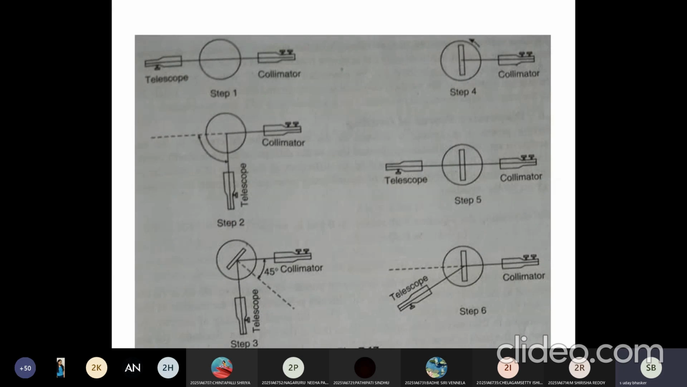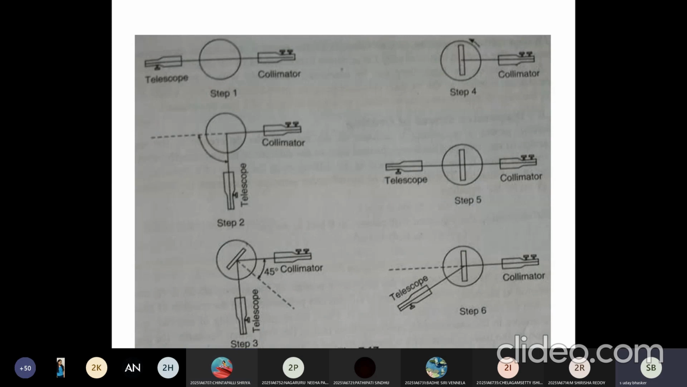Observe the screen. 5, 4, 3, 2, 1. What did you observe? How many different devices or apparatus are being used here? 2 devices. Very good. What are they? Telescope and collimator. Excellent, very good.